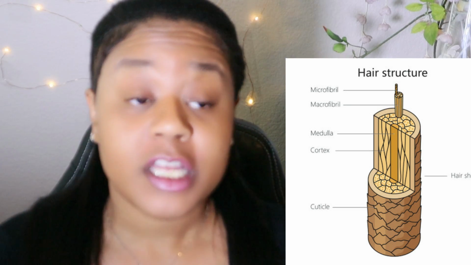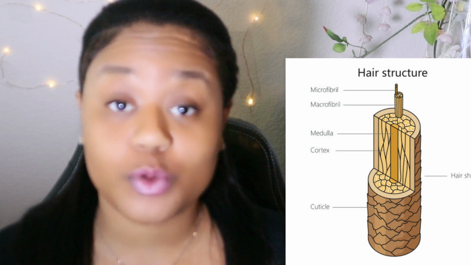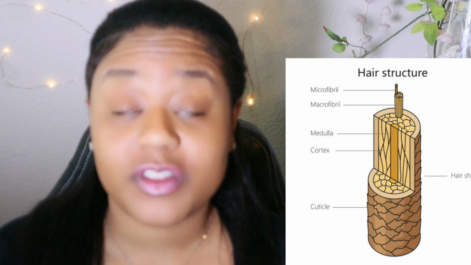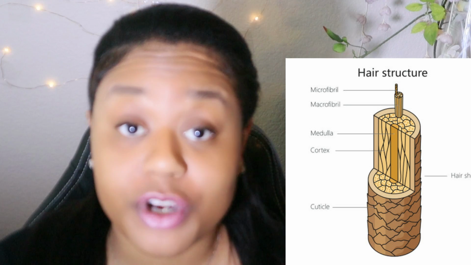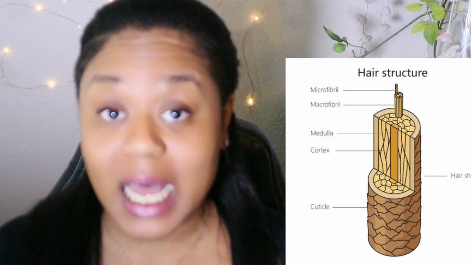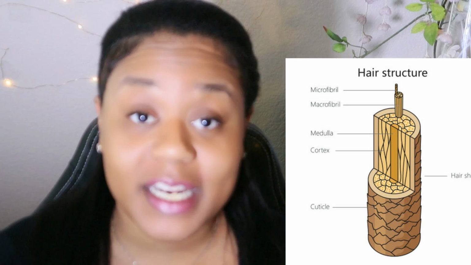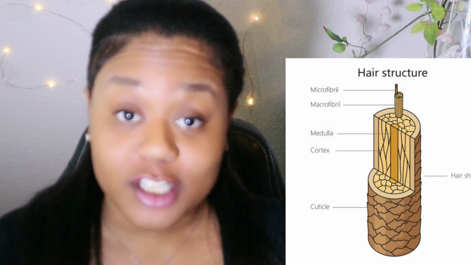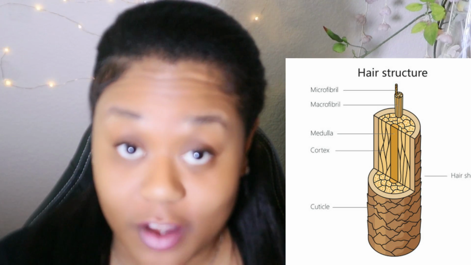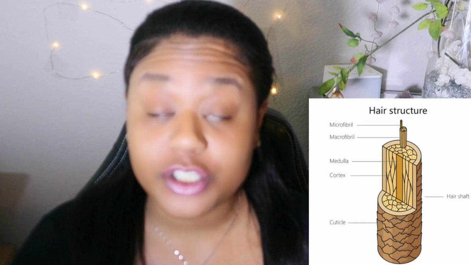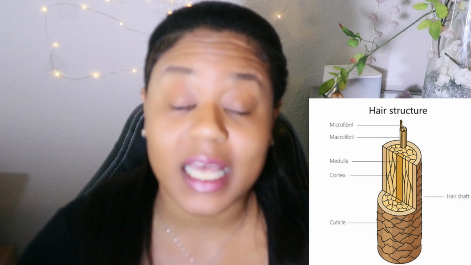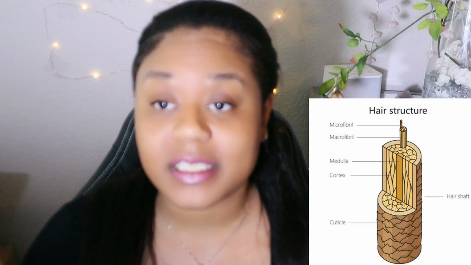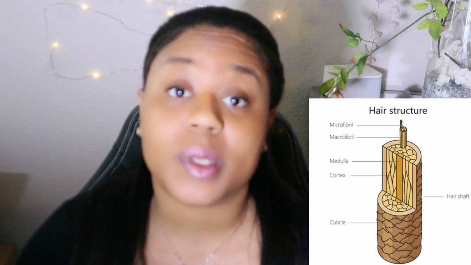We're talking about the cortex of the hair shaft. That is where the melanin lives. That's where the different bonds that hold your hair together that I talk about all the time are: the salt bond, the hydrogen bond, and the disulfide bond. That is all within the cortex of the hair shaft. Remember, a deep conditioning treatment is dealing with the cortex, and a conditioning treatment is dealing with the cuticle layer.